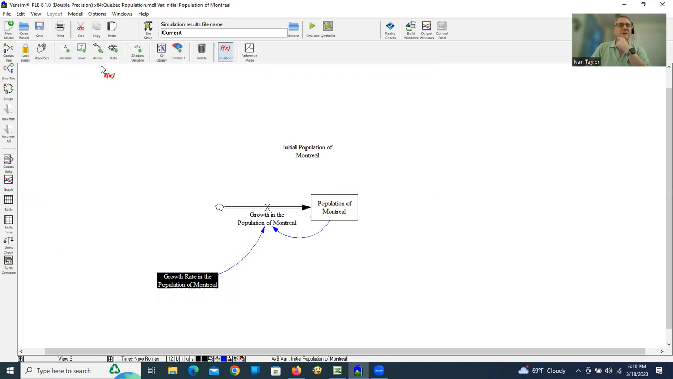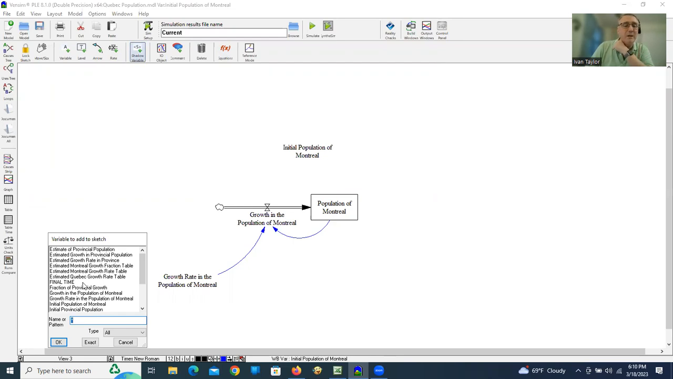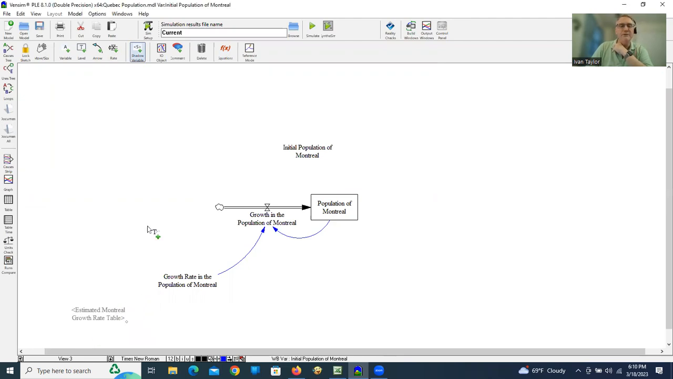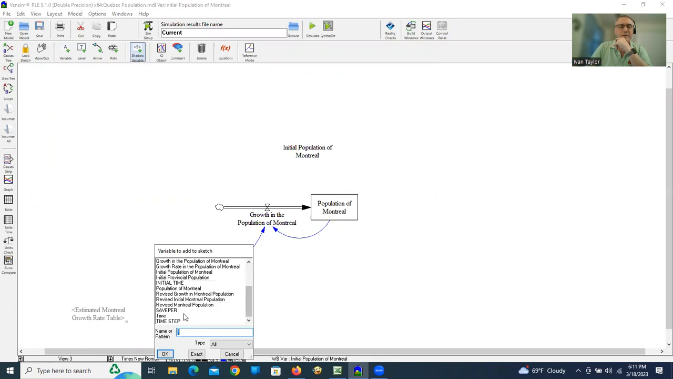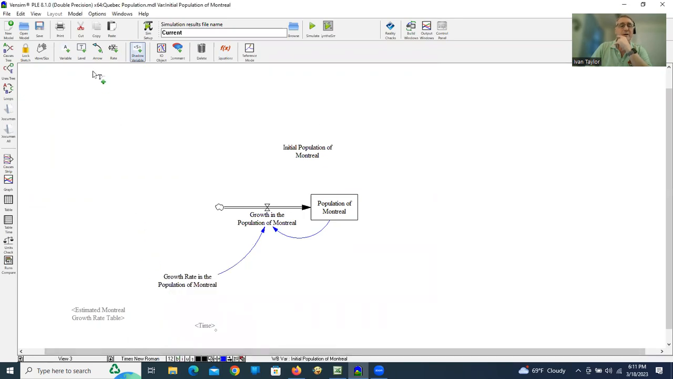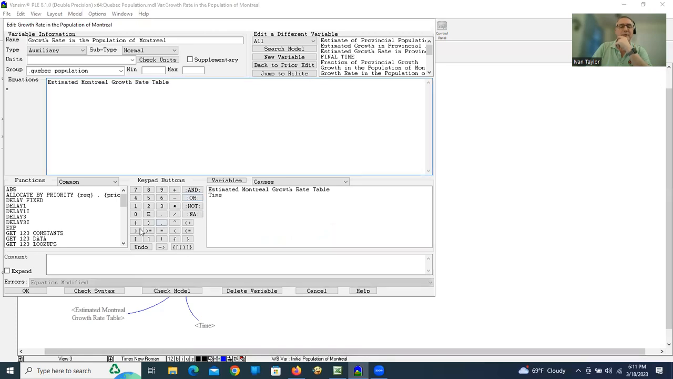And now we're going to calculate the growth rate. I have already introduced the table of the growth in Montreal. So here is the table that I've introduced. And I'm going to have another variable called time. And I'm going to now build a function where we look up on the table the growth rate for every year in the simulation. So here we go, and we estimate the estimated growth rate as a function of time.